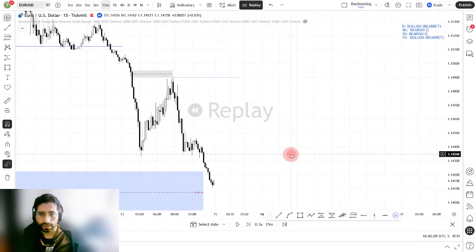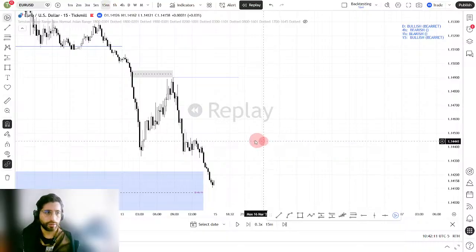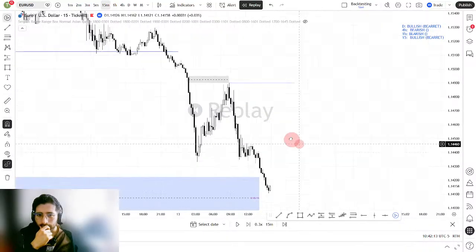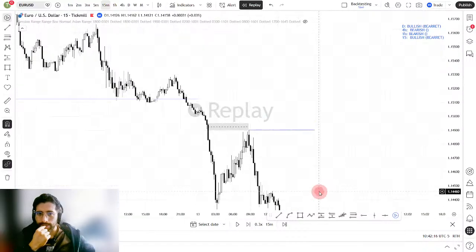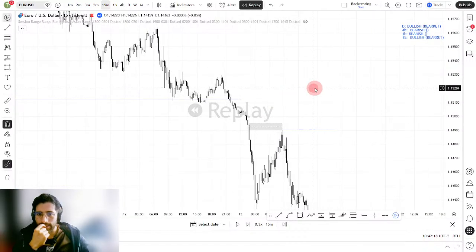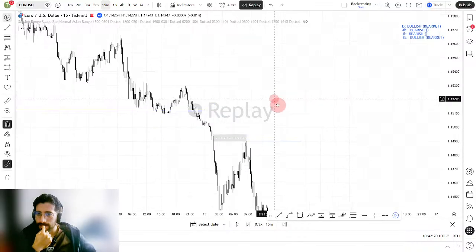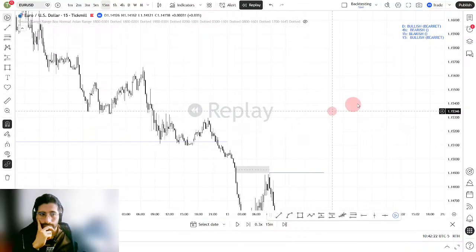So let's go to 15 minutes time frame and let's do the same exercise, which is try to find the range beginning. We need to analyze the range beginning here in 15 minutes time frame.